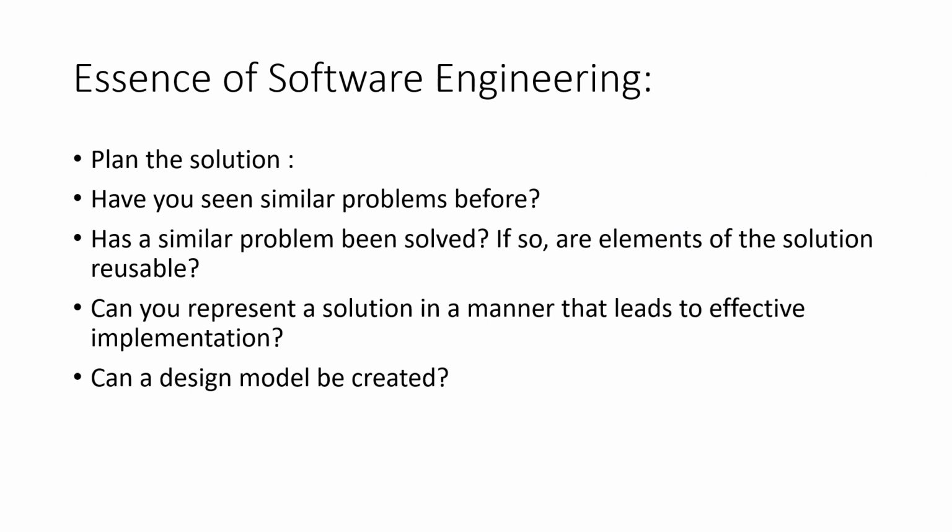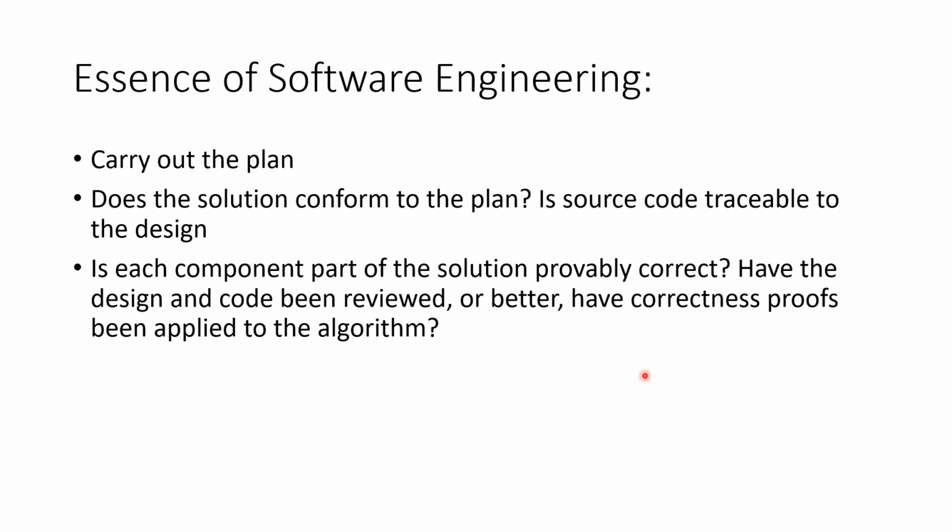And then next we move on to carrying out the plan. Once I plan the solution, for each and every problem there will be multiple solutions. You should select any one of the solutions and execute that plan. And then, is the source code traceable to the design? Is each component part of the solution correct or not? You should find out whether that algorithm is applied. So that is why it is called carrying out the plan.